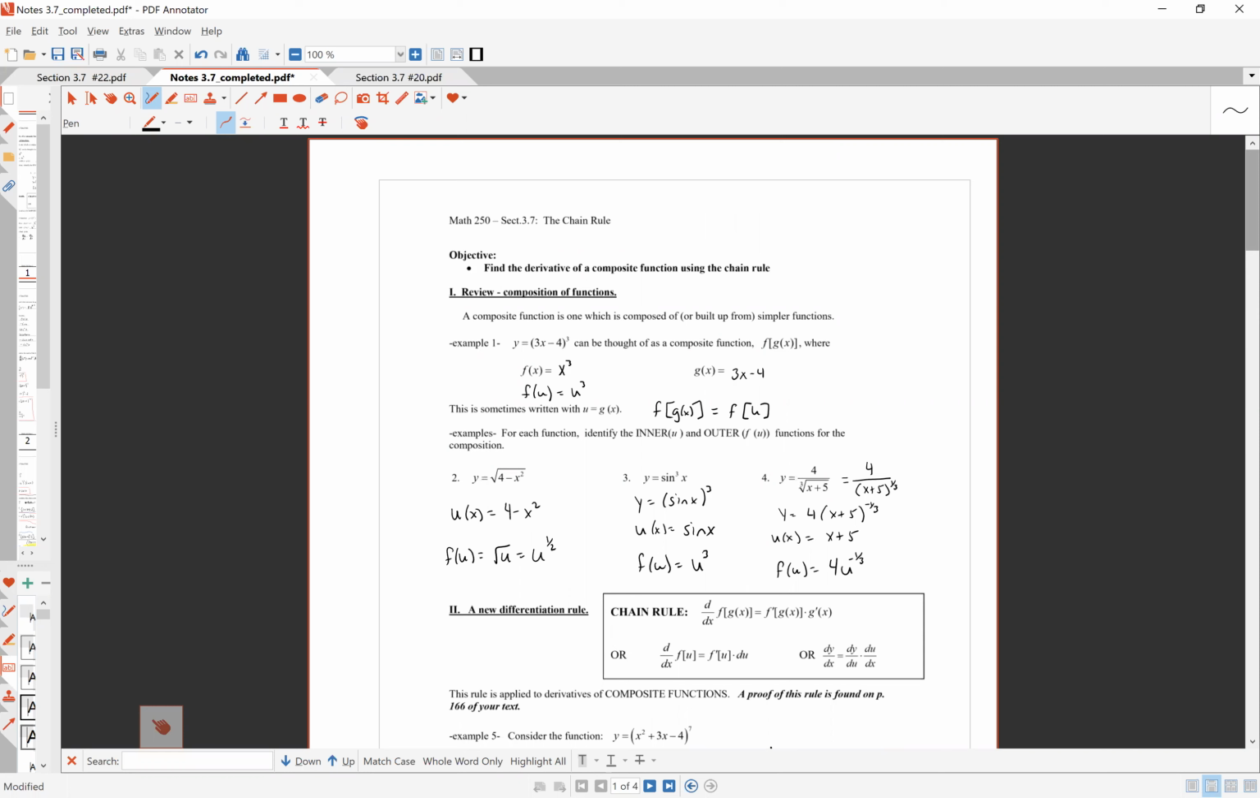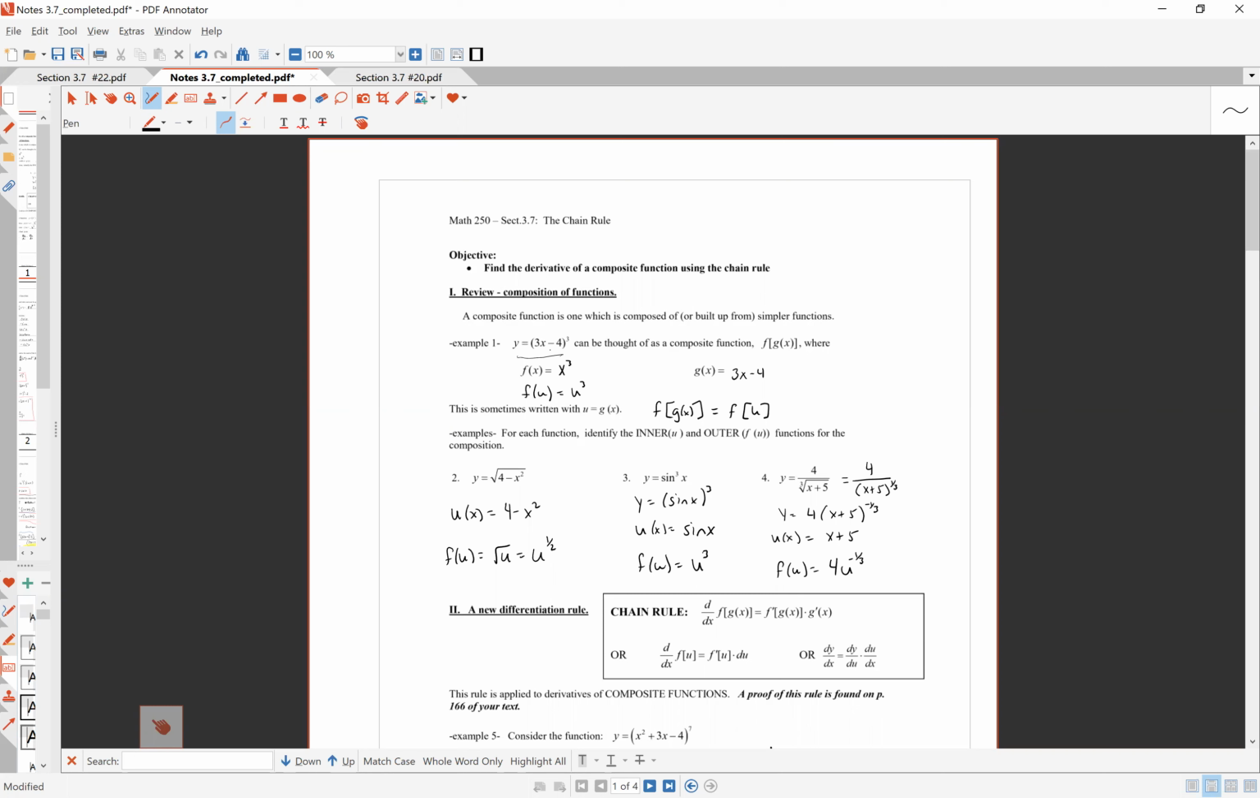So look at this function right here. y is equal to (3x minus 4), the whole thing cubed. Well, if we don't have the chain rule, if we don't have what we're going to learn today, you can expand that. It's a cubic. It doesn't take forever, but it's a little inconvenient. But let's say that was to the fifth or to the seventh or something like that.